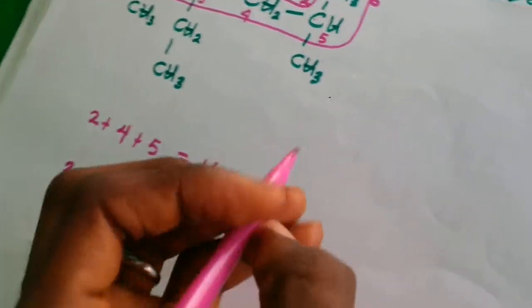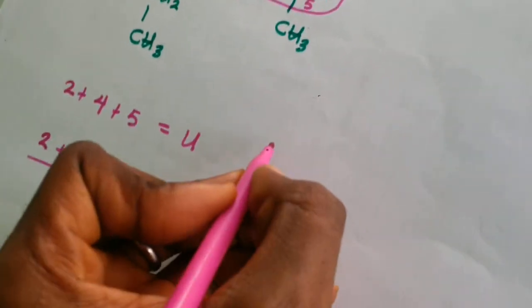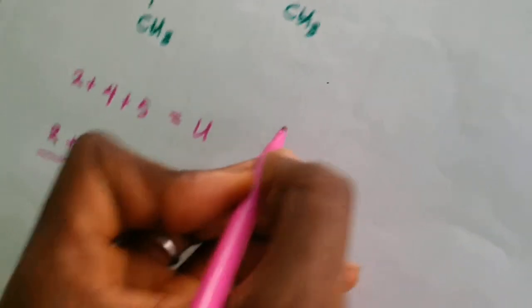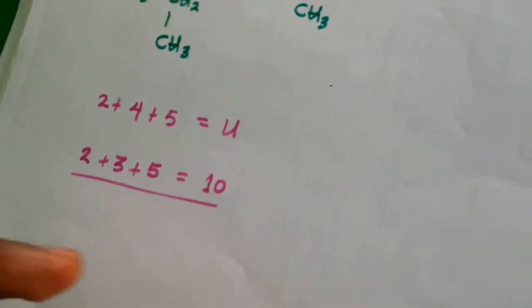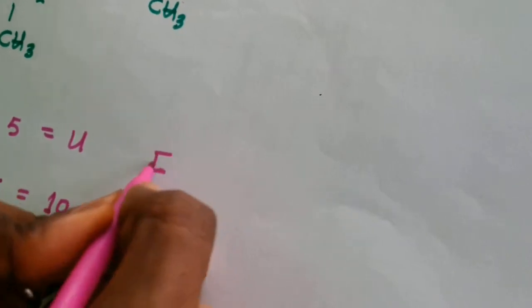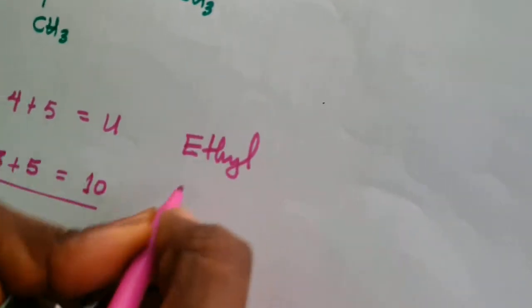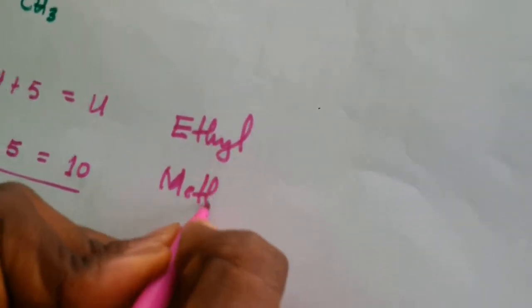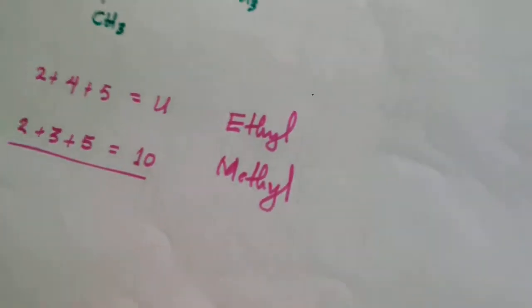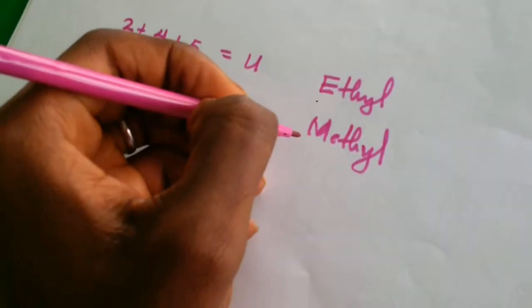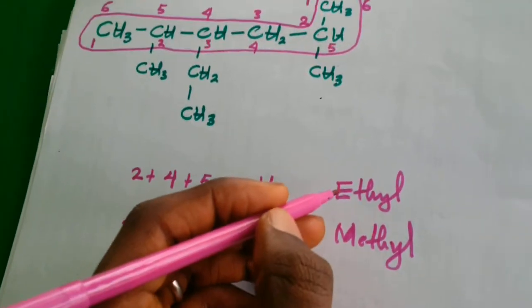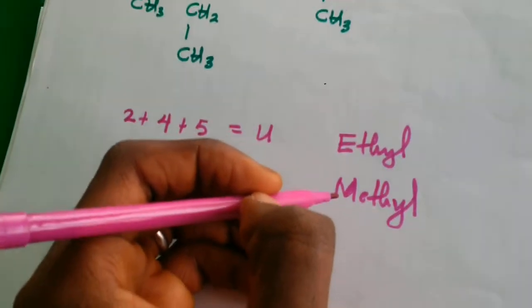So now the prefix here will be... and another thing that we're going to consider here is alphabetical order. Ethyl and methyl. If we are to write it in alphabetical order, E comes before M. So in the prefixes, we are going to name ethyl before methyl.